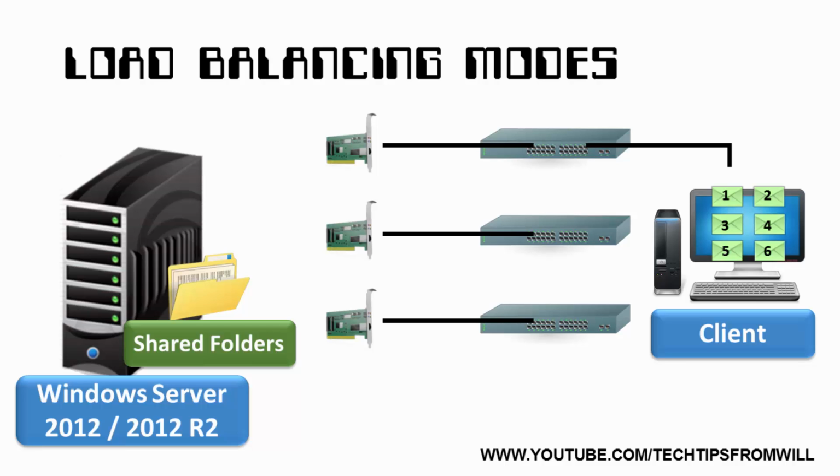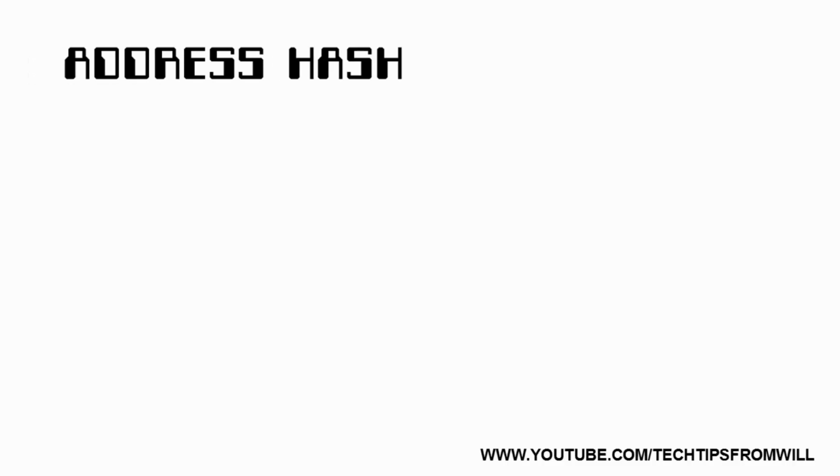To stop this from happening, all of the load balancing modes in NIC Teaming will attempt to send all packets that belong to the same TCP stream over the same network adapter, increasing the chances that they arrive in order. Let's now take a look at the different load balancing algorithms. The first load balancing mode is called address hash.